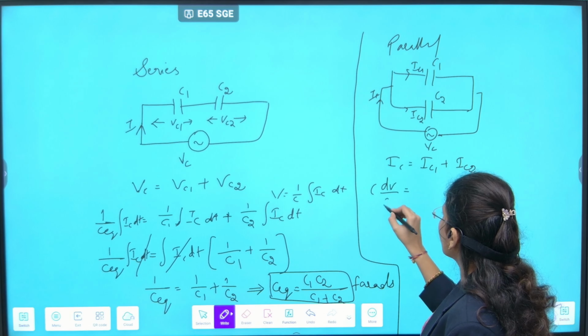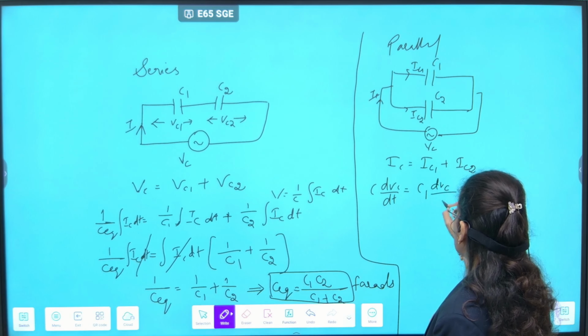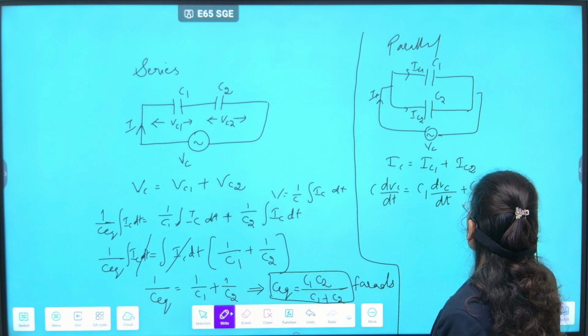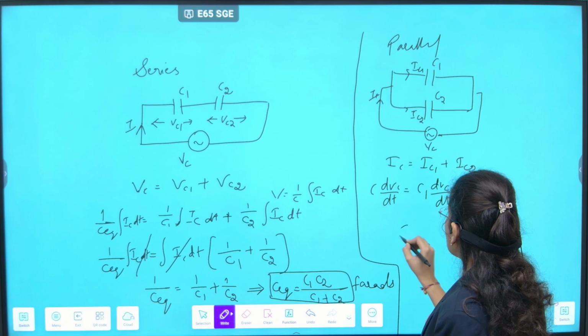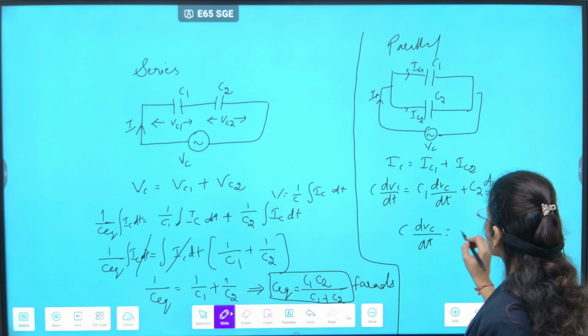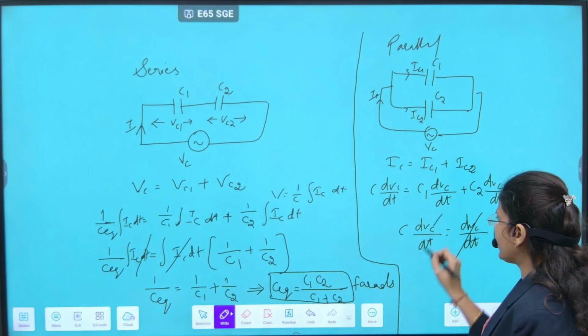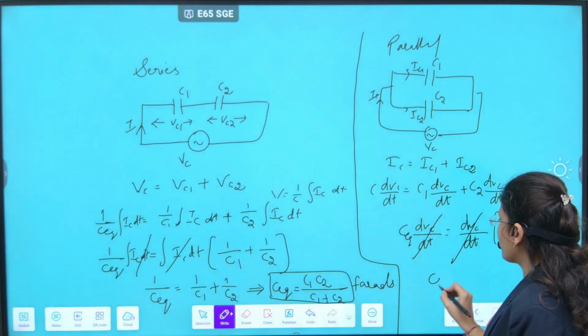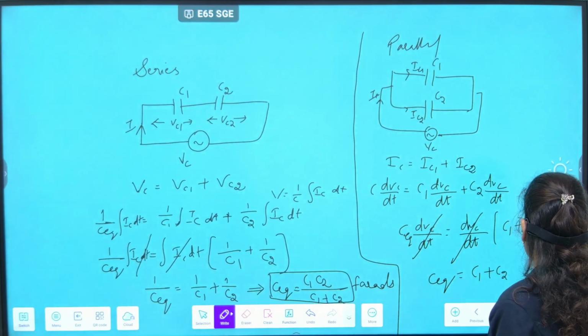The current equation for the capacitor is C dVc by dt. So C1 dVc by dt plus C2 dVc by dt. Now I am taking dVc by dt as common. The remaining terms are C1 plus C2. Now cancelling the dVc by dt, C equivalent will become C1 plus C2 farads.